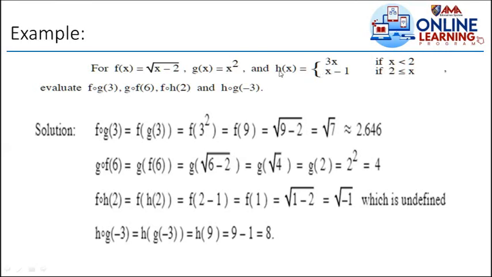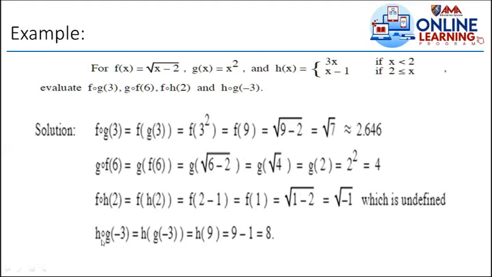Yung h na function natin. So, we have 2 minus 1 is 1, the function of 1. So, substitute natin, square root of x minus 2. The square root of 1 minus 2 is the square root of negative 1, which is undefined. So, that is imaginary. Okay?